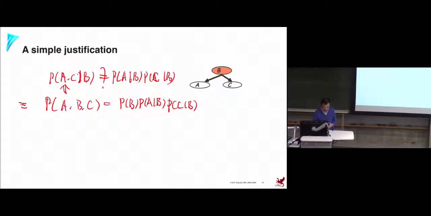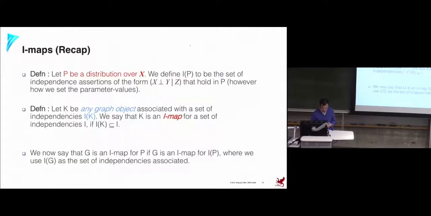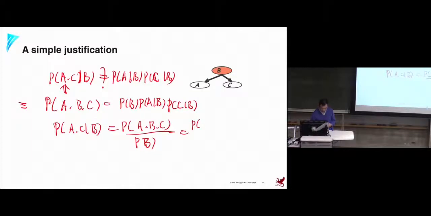Right? Should be straightforward. P of A and C given B equals P of A, B, C divided by P of B, right? And again, by definition, the upstairs equals P of B times P of A given B, P of C given B, divided by P of B. These two terms cancel, and you get that. Very trivial.